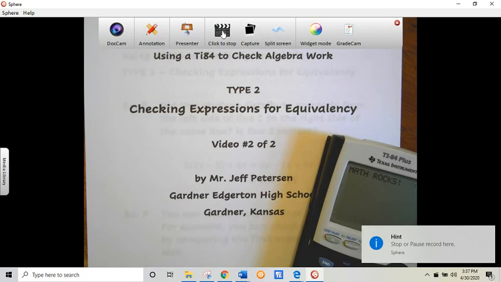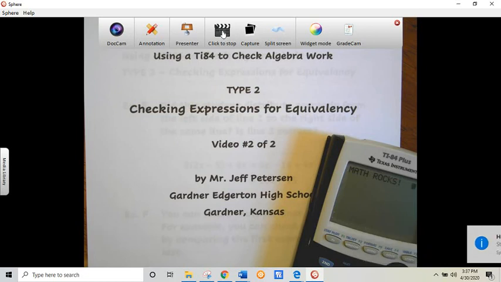This is Mr. Peterson. I teach math at Gardner Edgerton High School in Gardner, Kansas. And I want to teach you how to check expressions for equivalency, which is the second in a series on how to check algebra work with the Texas Instruments TI-84 calculator.